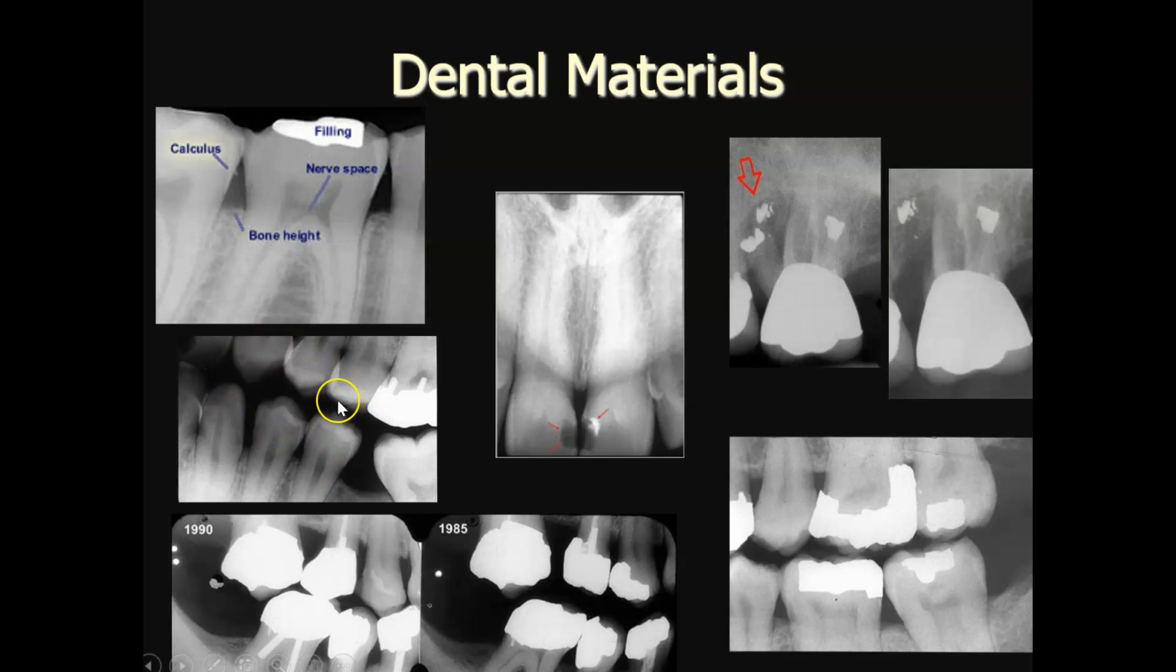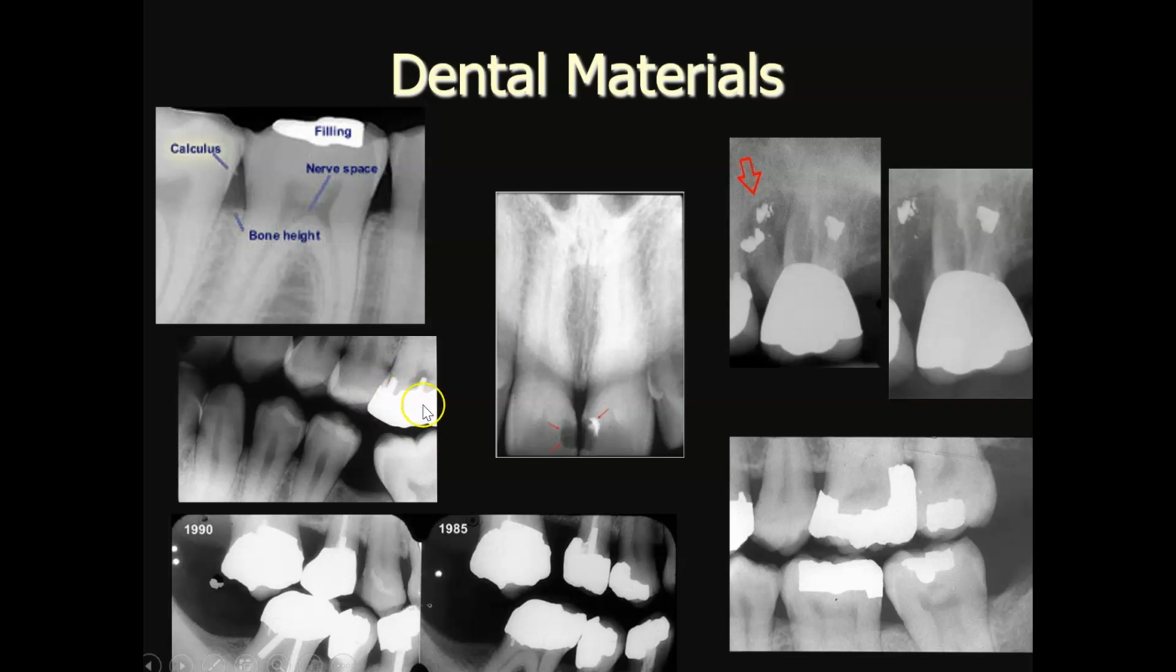This one isn't as clear, just kind of has a different look to it. That's probably a composite, which is a tooth colored filling. But then here you can clearly see that that's metal. Okay, that's going to be probably a crown, maybe a really large filling.